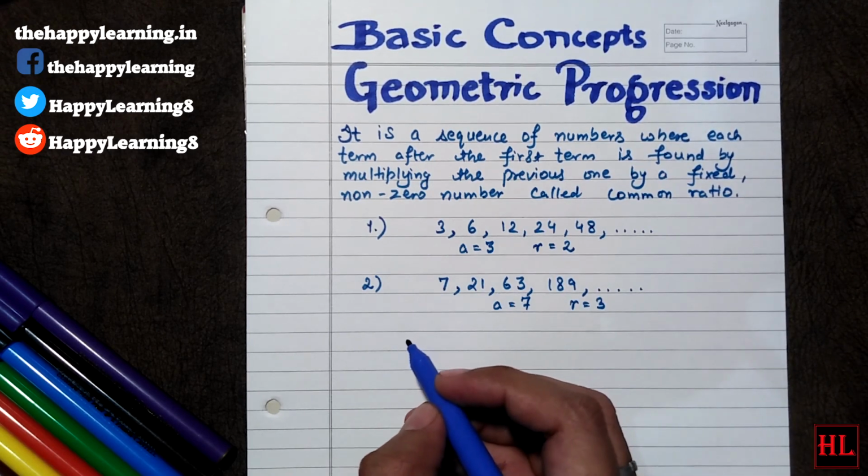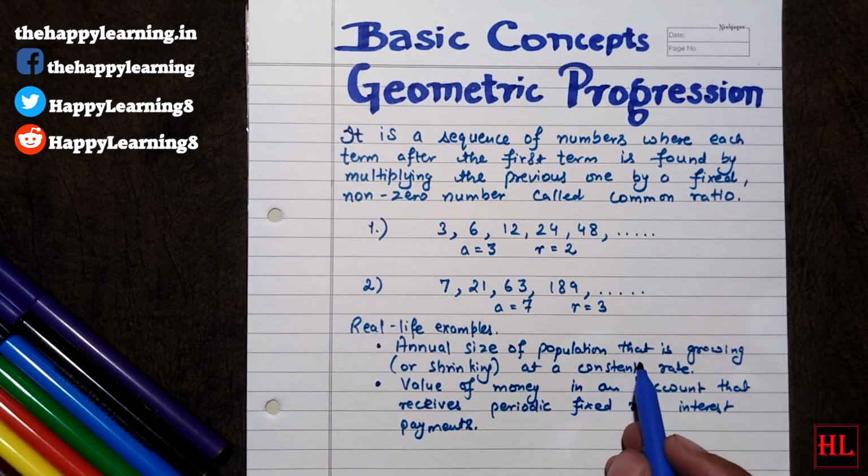Now let's look at few real life examples. Annual size of population that is growing or shrinking at a constant rate. And then we have value of money in an account that receives periodic fixed rate interest payments.